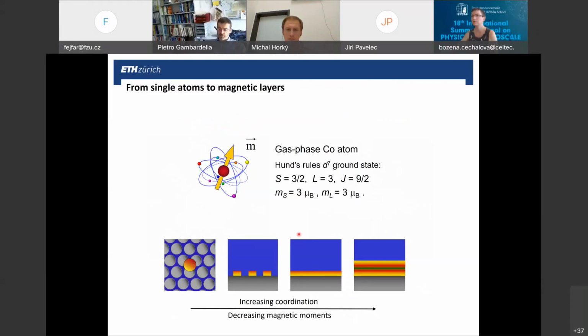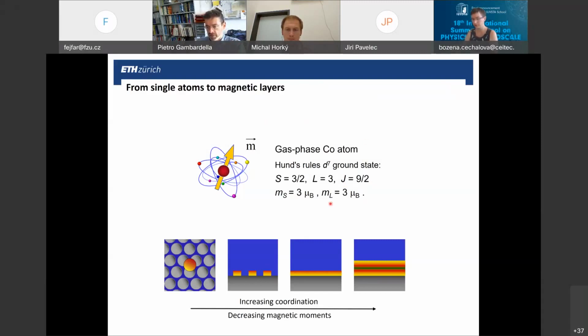So this was a density of states picture, but of course we can also, instead of starting from bulk materials and seeing what happens when we reduce the dimensions of a magnetic system, do the opposite: start from an atom and see how the moments change as we add more atoms together. Okay, and this leads us essentially to the same conclusion.